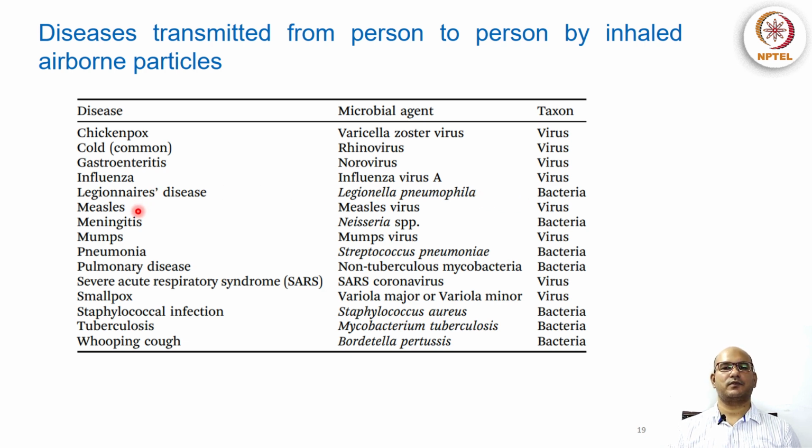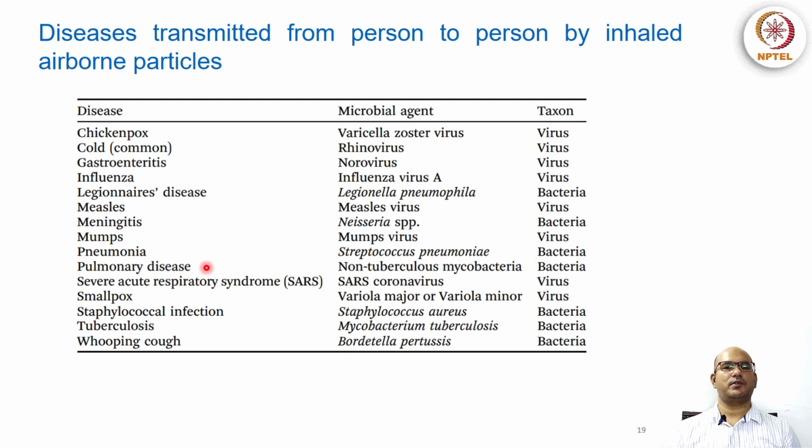Then we have measles, which is transmitted through the measles virus. So taxon is a virus. The next is meningitis, which is transmitted by Neisseria spp, and this is a bacteria. Then we have mumps. Mumps are basically transmitted through the mumps virus, and this is a virus. Then we have pneumonia disease, which is caused by Streptococcus pneumoniae, and this is a bacteria.